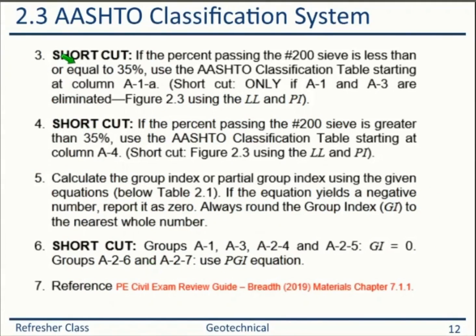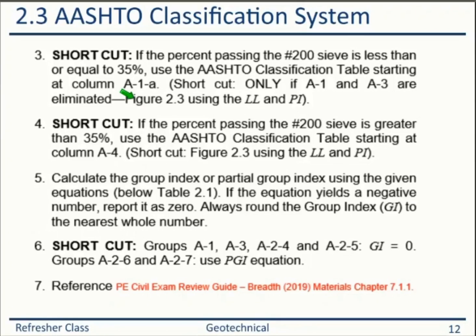One of the shortcuts would be, if the percentage passing through the number 200 sieve is less than or equal to 35%, then you need to use the AASHTO classification table starting at A-1-a. If you have A-1 and A-3, these are the soil types given in that AASHTO classification table. We will go very shortly. If A-1 and A-3 are eliminated, then there is another figure, 2.3, which is again given by AASHTO.